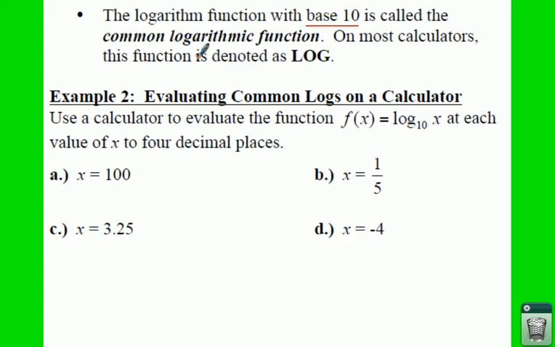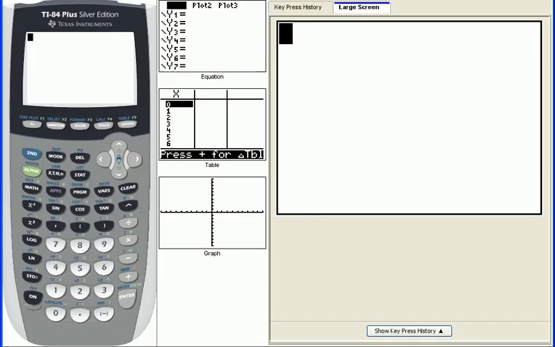So what we want to do here is evaluate some common logs with our calculator. All you have to do is plug these into your calculator. So f of 100 is equal to the log base 10 of 100, or another way to write that is just the log of 100. The answer should end up being 2.